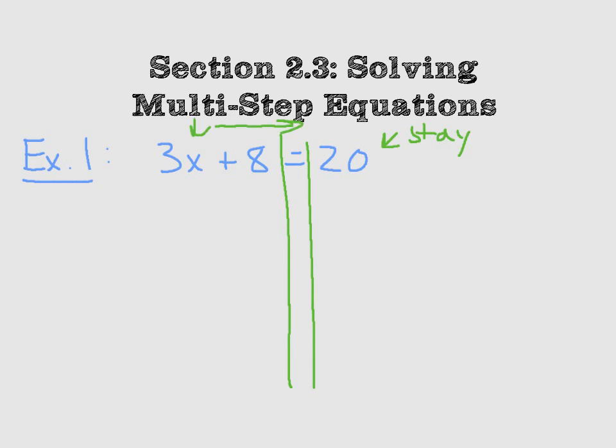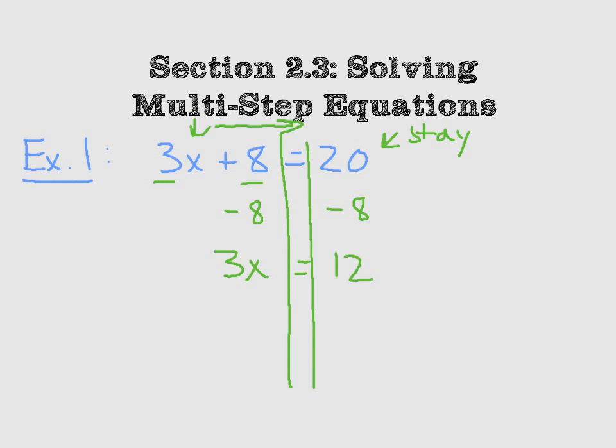Okay? Now, we have a 3 and an 8 that are doing some type of operations connecting it to your variable of x. So I need to undo the furthest thing away. So looking at it here, 3 times x and plus 8. Plus 8 is the furthest away currently. So then undoing a positive 8, I would subtract 8 to both sides. So then 8 minus 8 gives me 0, so I'm left with 3x. And then 20 minus 8 gives me 12.